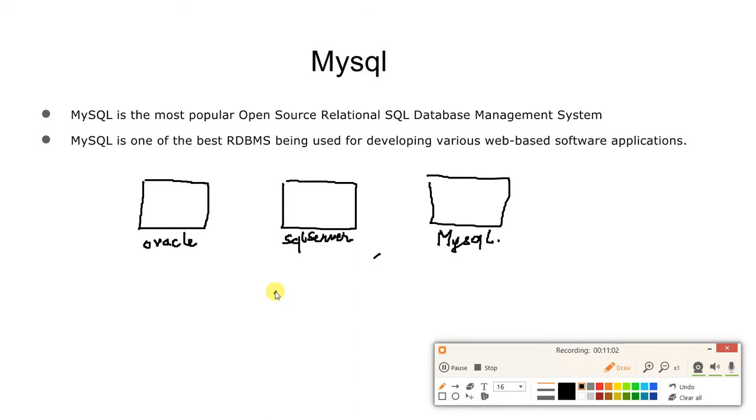Then what is SQL? What does SQL mean? Now, many people carry this confusion that SQL is also a database, but SQL stands for structured query language. Structured query language is a language that you can use to communicate with these databases. So you can use SQL to communicate with Oracle, you can use SQL to communicate with SQL Server, and you can use SQL to communicate with MySql as well. So remember that SQL is a structured query language. It is a language that is used to communicate with databases.